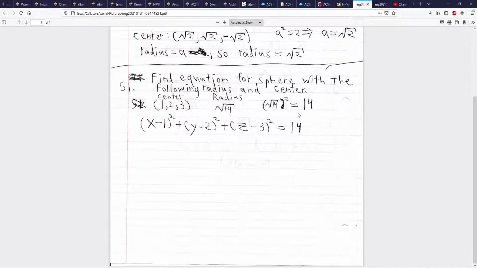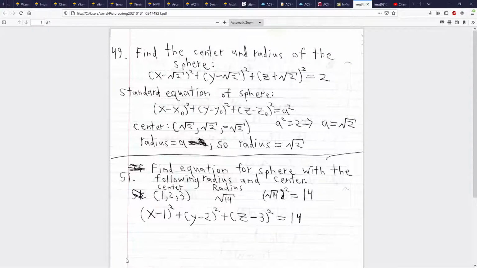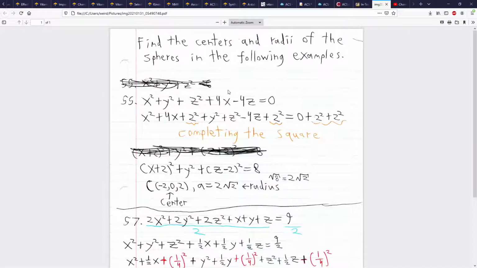And here, find the equation for a sphere with the relevant radius and center. You're given the center and the radius squared, you get 14, and you basically do x minus 1, y minus 2, z minus 3, all squared, of course, as it's shown in the standard form, and it's equal to 14. But yeah, bam.